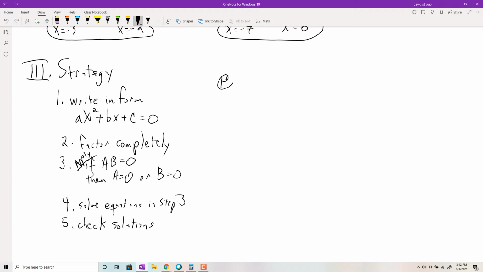Anyways, let's take a look. So here's an example. X squared minus 11x equals negative 10, right? So first thing I notice, it doesn't have 0 on one side. So I'm going to add 10 to both sides to put it into our standard form.